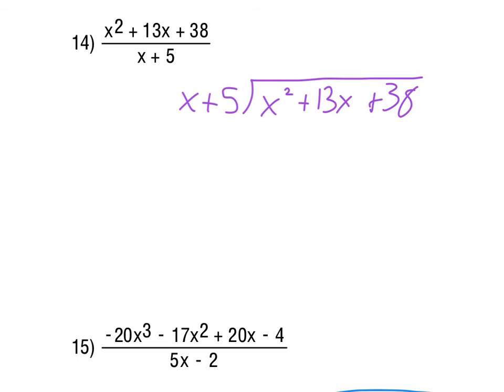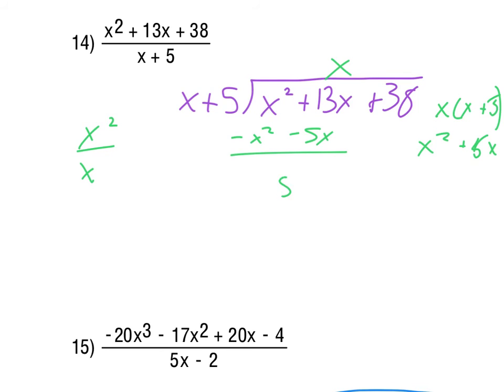For number 14, we could use synthetic division as well, but I'll just go ahead and do the long division. Again, keeping track of my division over here, x squared divided by x gives me x. So I multiply that by the x plus 5. Gives me x squared plus 5x. So that's what I subtract. So subtract x squared, subtract 5x. I get 8x plus 38.